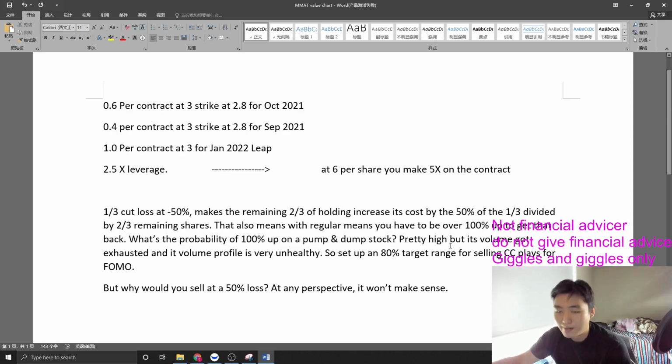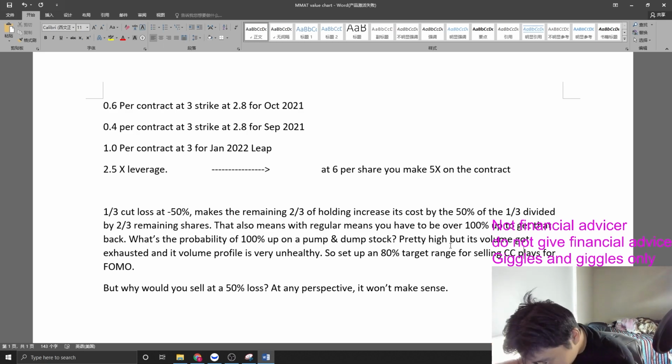Okay, if you look at the 100% pump and dump stock, there's a pretty high possibility, right? But the problem with MMT is, look at the volume. If you look at the volume profile, it's pretty unhealthy. So what Bobby did is he set up an 80% target range, so then he can sell some covered calls in case some FOMO comes in the next month, which it does. I mean, we're lucky that it happens.